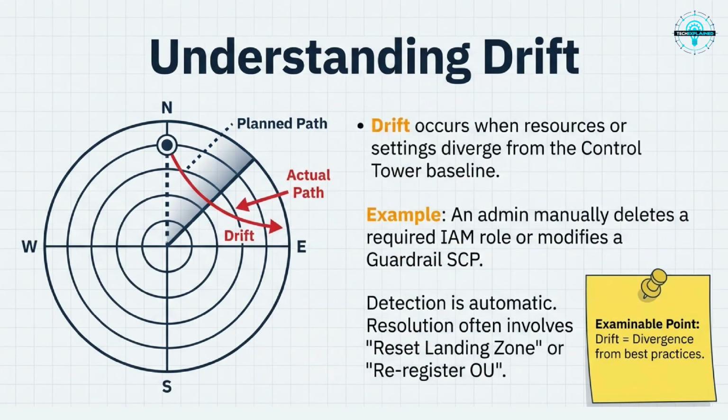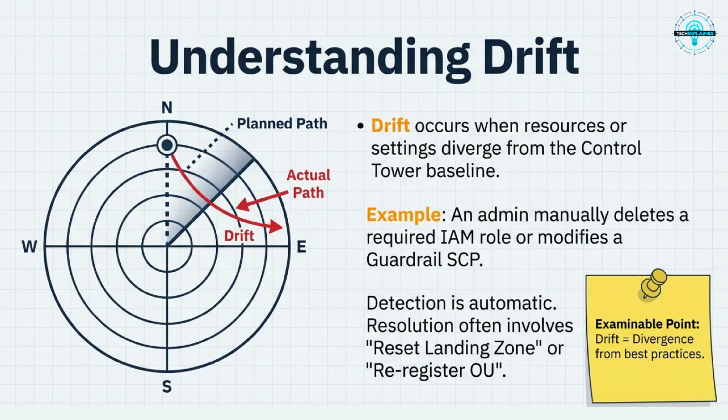Speaking of things that drift, let's talk about drift. Drift happens when your actual environment deviates from your intended baseline. Imagine you planned a perfect flight path, but the plane drifted off course. That's drift. In Control Tower terms, drift can happen when someone manually modifies an SCP, deletes a required resource, or makes changes outside of Control Tower that conflict with your governance setup. Control Tower continuously monitors for drift and alerts you when it detects it.